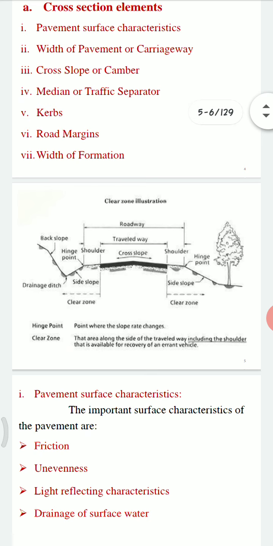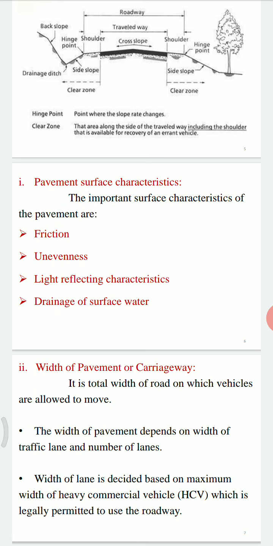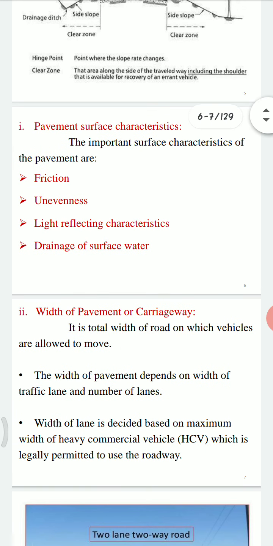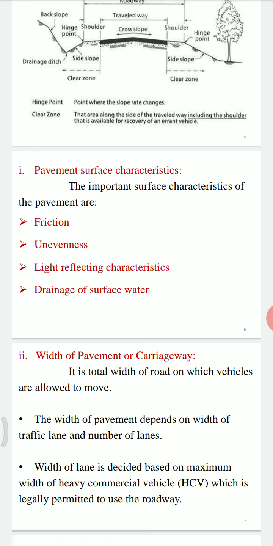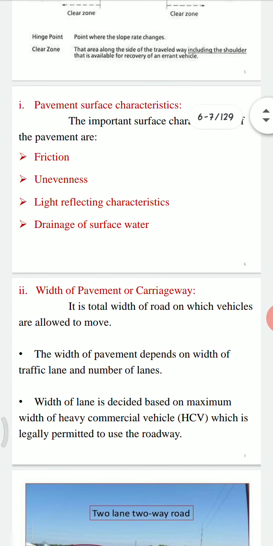First, pavement surface characteristics. There are four types of pavement surface characteristics: friction, unevenness, light reflecting characteristics, and drainage of surface water. Friction, you know, is between the tires and the road, and mainly depends on this friction. Unevenness of the road, I think all of you know. Light reflection characteristics also. These are already discussed, but once more I want to remind you.